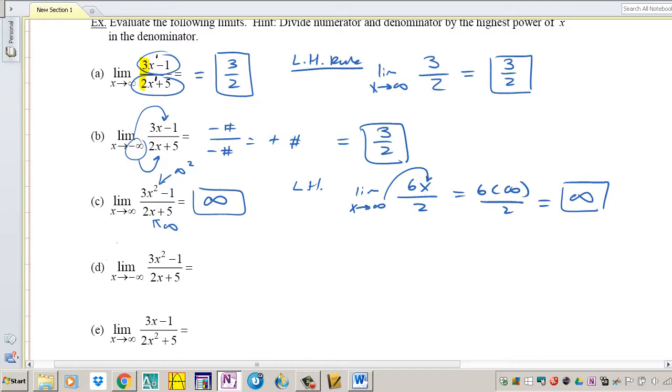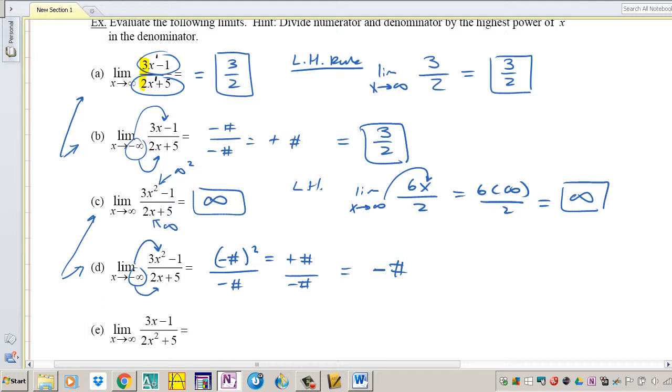Now letter D, you've got to be very careful because on letter B, the answer was still the same as letter A. But you're going to see that on letter D, it's going to be the same problem as letter C, but a different answer. If I plug in a negative number and I square it, I get a positive number. If I plug in a negative number into x, the number is still negative. So what's a positive divided by a negative? It's a negative number.